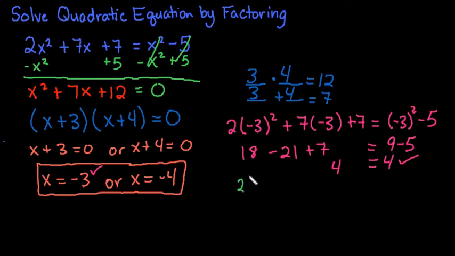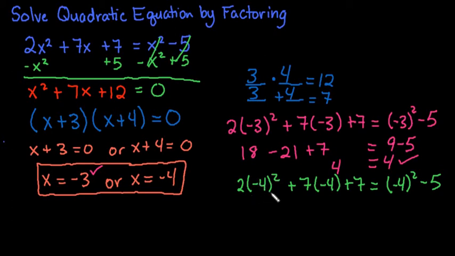So we would do 2 times -4 squared plus 7 times -4 plus 7, and see if it equals -4 squared minus 5. If you're plugging this into your calculator, make sure that you're very careful about putting parentheses around the negative 4. If you square it without the parentheses, it will only square the 4 and keep the negative, so be very aware of that. So -4 squared gives us 16. 16 times 2 is 32. 7 times negative 4 gives us negative 28.